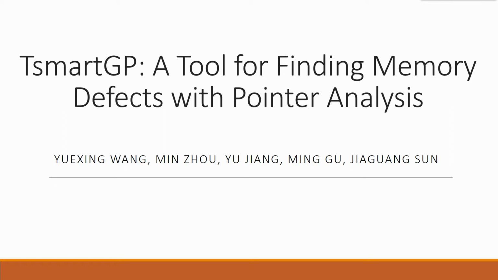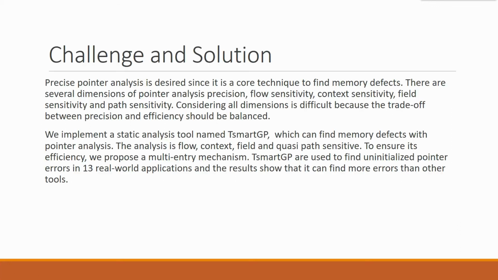The corresponding paper is entitled TsmartGP, a tool for finding memory defects with pointer analysis. Precise pointer analysis is desired since it is a core technique to find memory defects. There are several dimensions of pointer analysis precision: flow sensitivity, context sensitivity, field sensitivity, and path sensitivity. Considering all dimensions is difficult because the trade-off between precision and efficiency should be balanced.